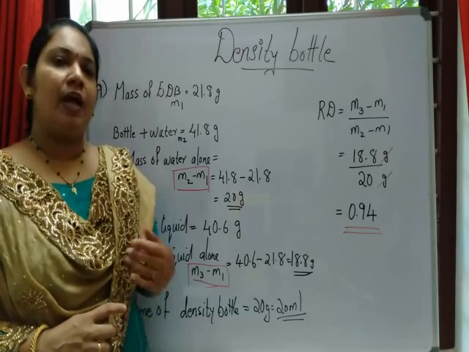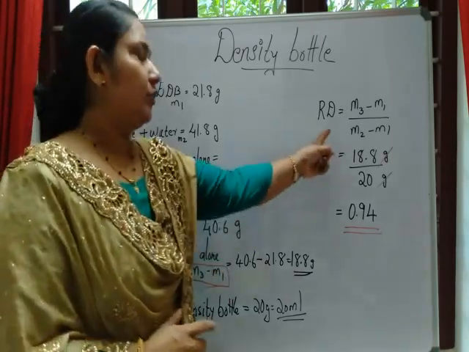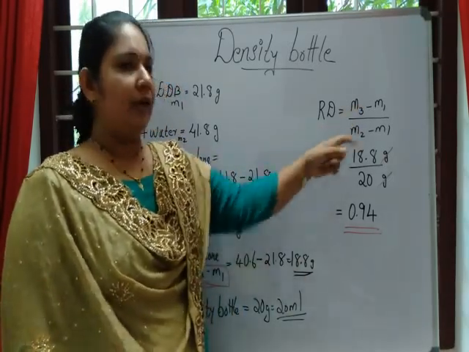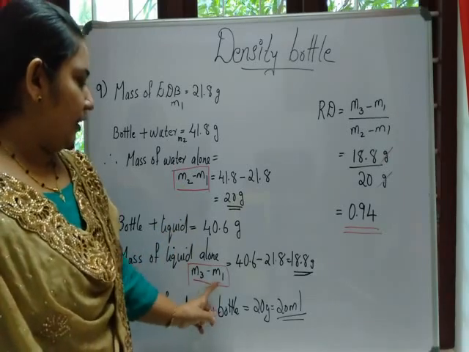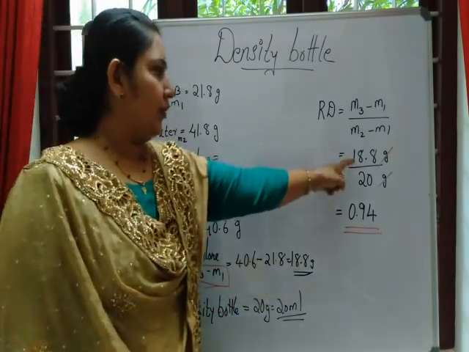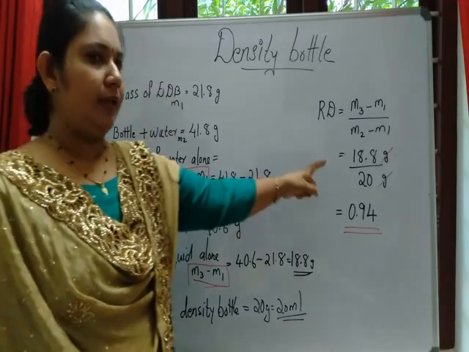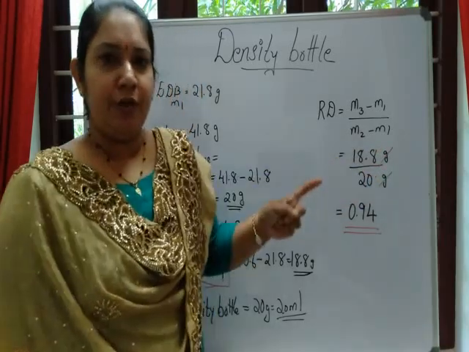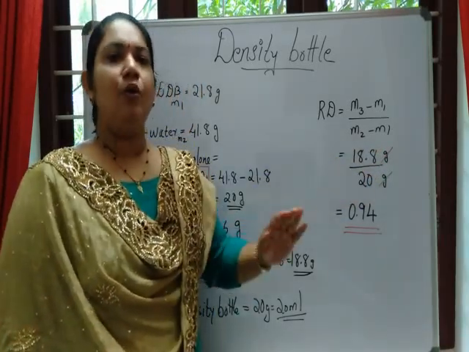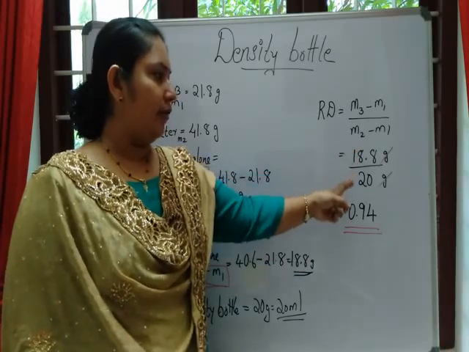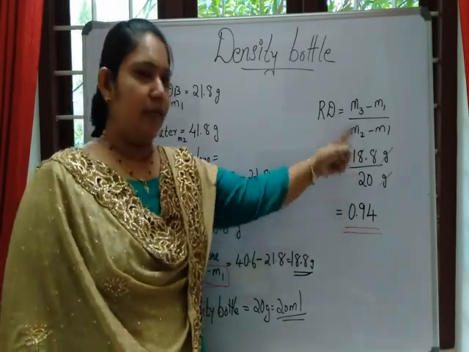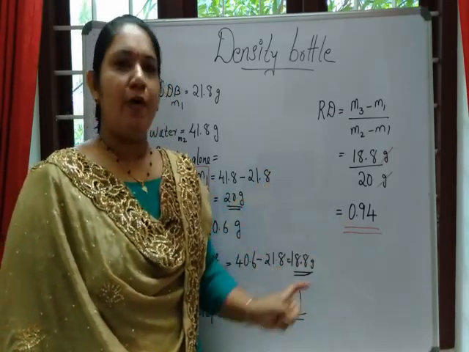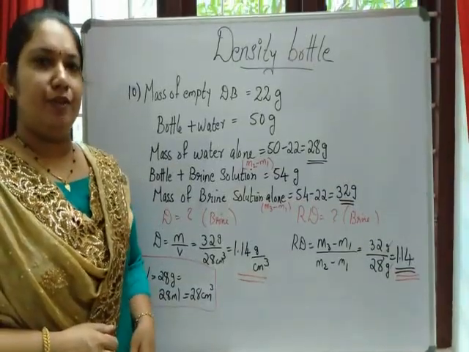Second sub question is, we are asked to calculate the relative density. We already studied the formula. Relative density is M3 minus M1 by M2 minus M1. M3 minus M1 is 18.8. M2 minus M1 is 20. So 18.8 gram by 20 gram. Gram and gram cancel. I already told you relative density has no unit. So 18.8 divided by 20. When you divide it, you will get the answer. Relative density of the given liquid is 0.94.